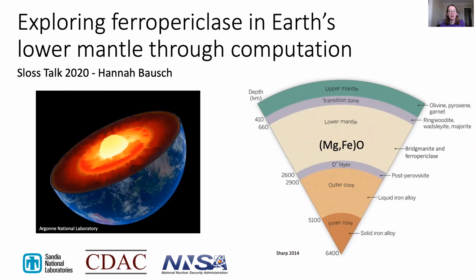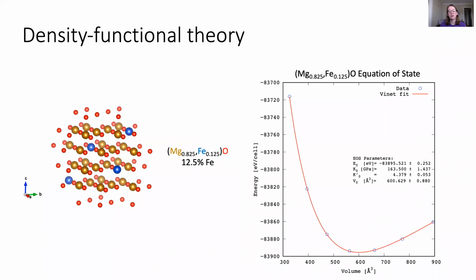Through both experiment and calculations, as we'll see today, I am studying ferropericlase's equation of state so that we can better understand its physical properties at depth. In order to study ferropericlase computationally, I am using a modeling method known as density functional theory, or colloquially known as DFT. DFT simplifies the calculations for studying atomic structures by using atoms' electron cloud density rather than the entire Schrodinger equation, which is way too complicated for computers to compute.